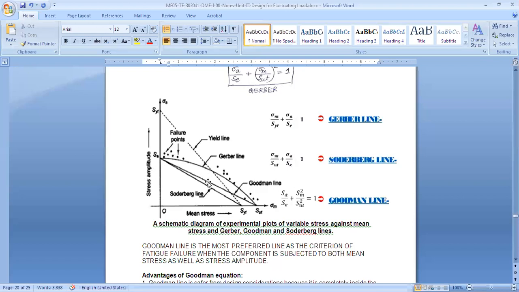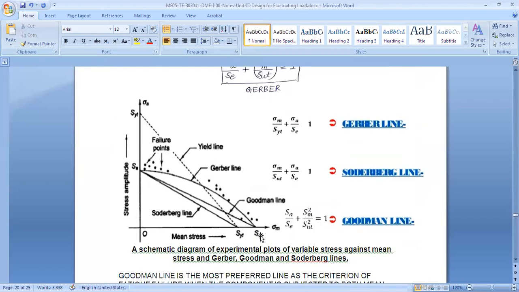But again, there is one more problem with the Goodman line. What is the problem? We are considering SUT, that means ultimate stress. But as engineers, we know that we never go till the ultimate stress. Our component will start failing much before the end. Once it starts yielding, stretching, that means it will start failing. So as mechanical engineers, we are more interested in SYT.